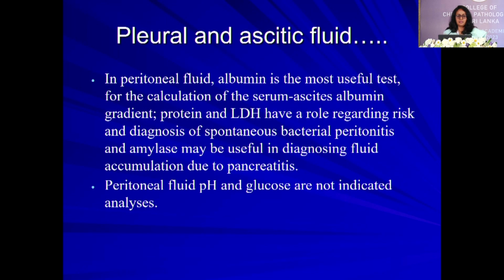In peritoneal fluid, albumin is the most useful test for the calculation of the serum to ascitic albumin gradient. Protein and LDH have a role regarding risk and the diagnosis of spontaneous bacterial peritonitis, and amylase may be useful in diagnosing fluid accumulation due to pancreatitis. Peritoneal fluid pH and glucose are not indicated in analysis.